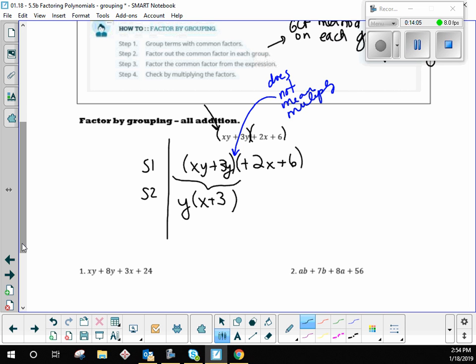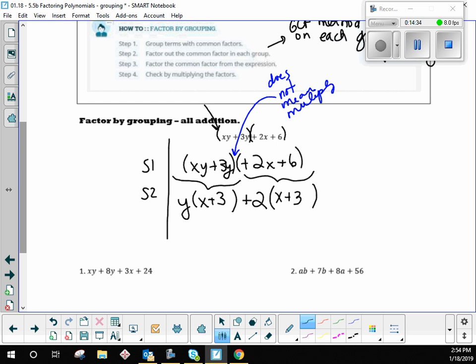So now I'm going to GCF the second group. What do they have in common? 2. Okay. So don't forget that plus right there. So that's a plus 2 that they have in common. Their leftovers go in parentheses. x plus 3. Now you see how that worked? Now they have a common factor, just like our examples 1, 2, and 3 on top.